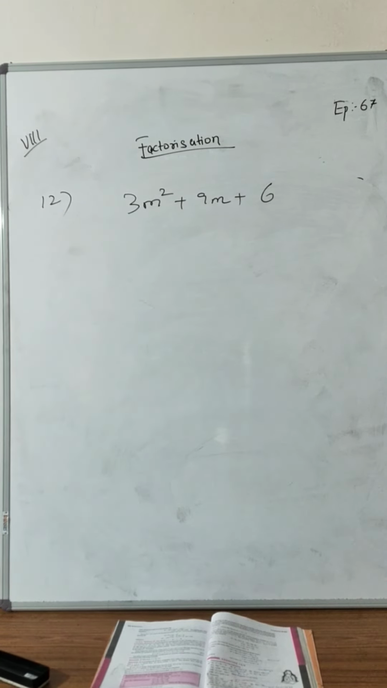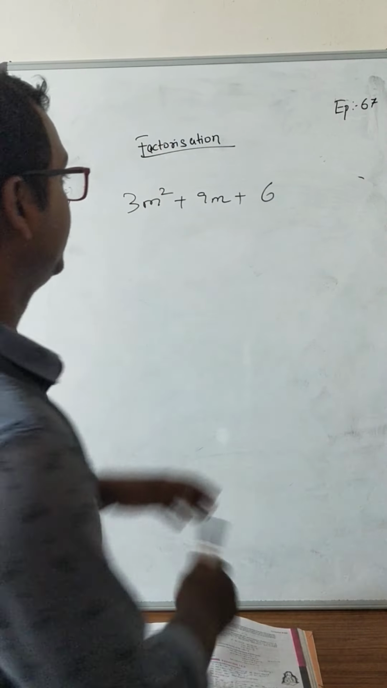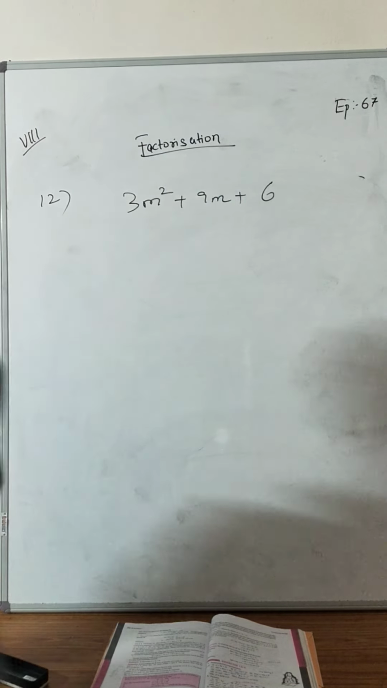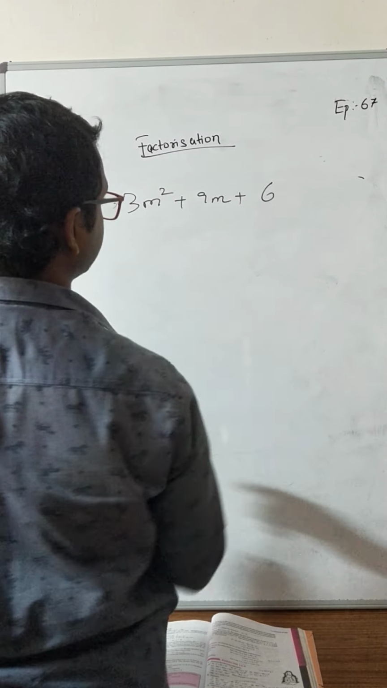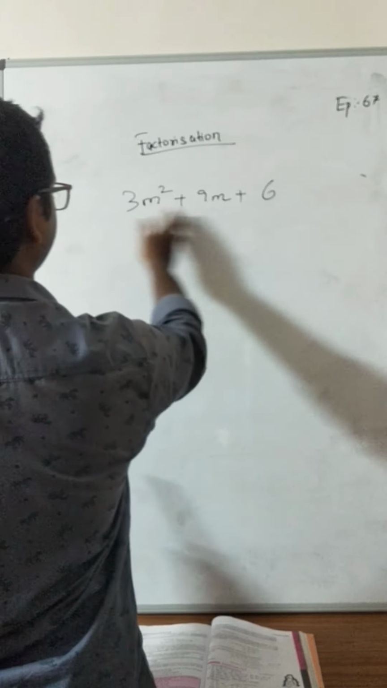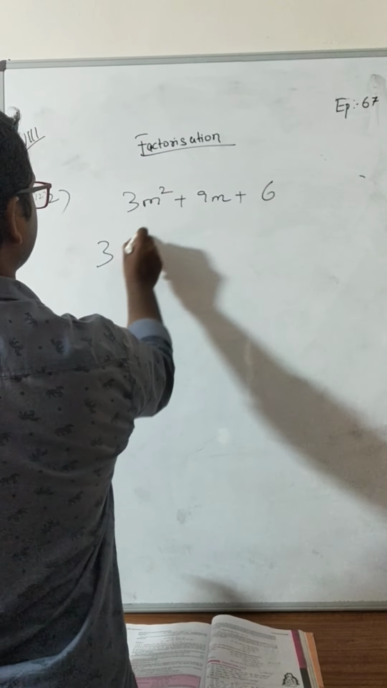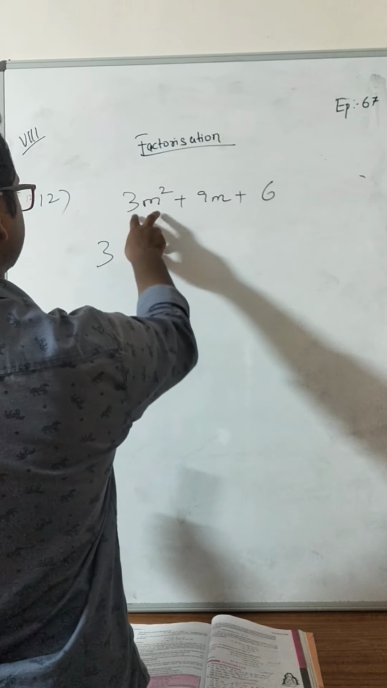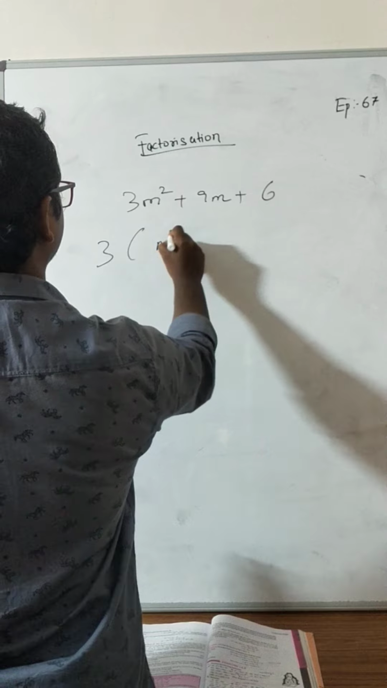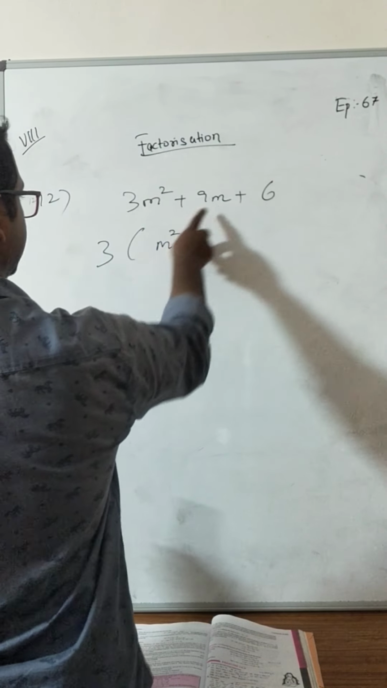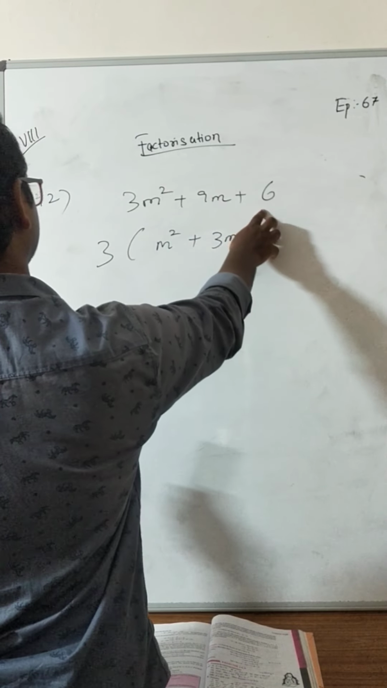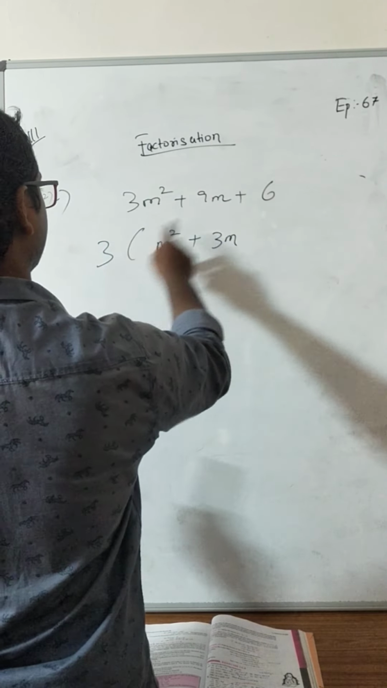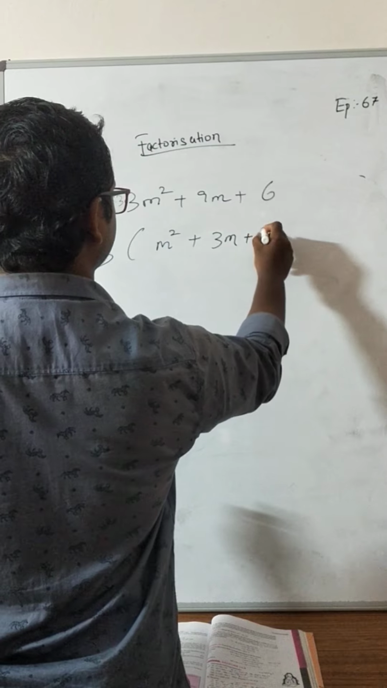So students, look at example 12. As you can see, this is 3m square, this is 9m and 6. There is 3 as common. I am going to take 3 as common from every term. When I take 3 from the first term, I will be left with m square. From the second term, I will have only 3m. When I take 3 as common from the third term, I will be left with 2.